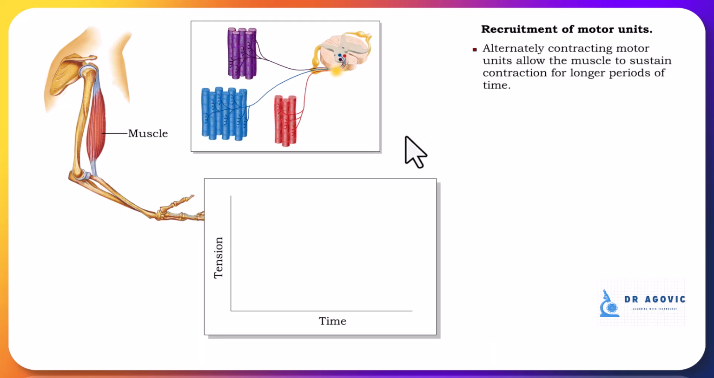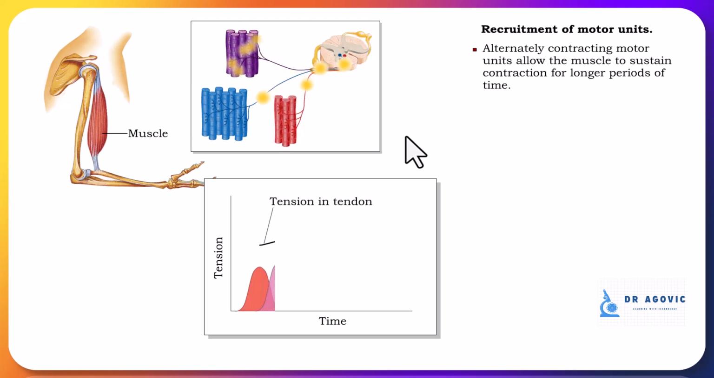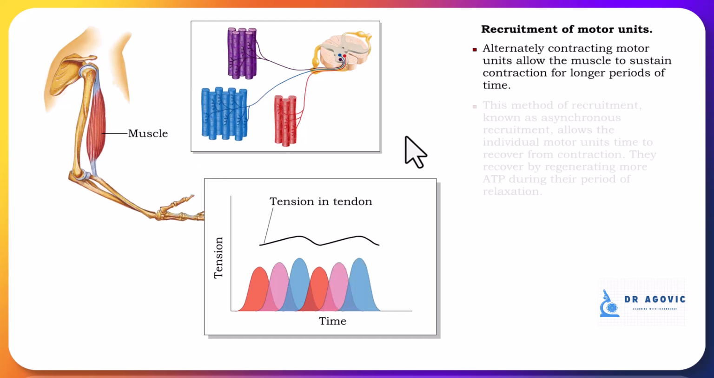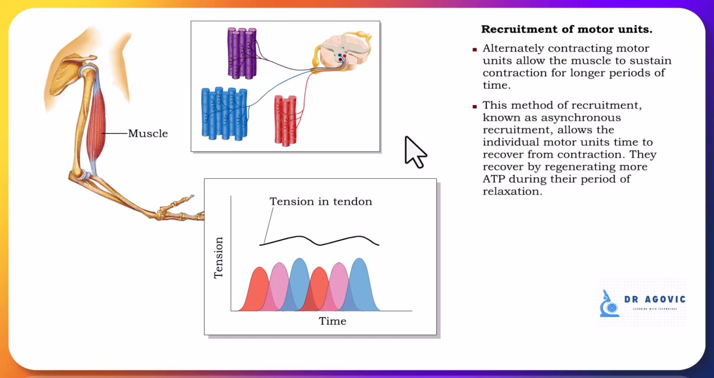Alternately contracting motor units relieve one another and enable sustained contraction. This method of recruitment, known as asynchronous recruitment, allows the individual motor units to recover from contraction. They recover by regenerating more ATP during the period of relaxation.